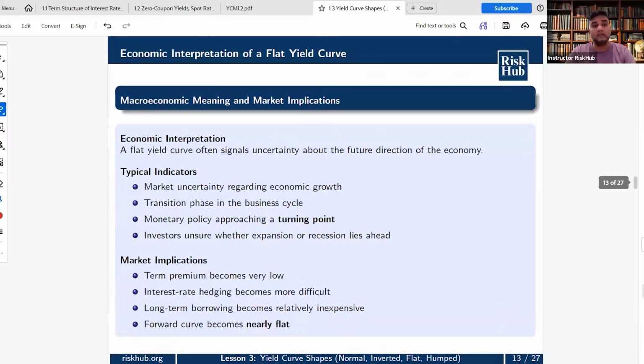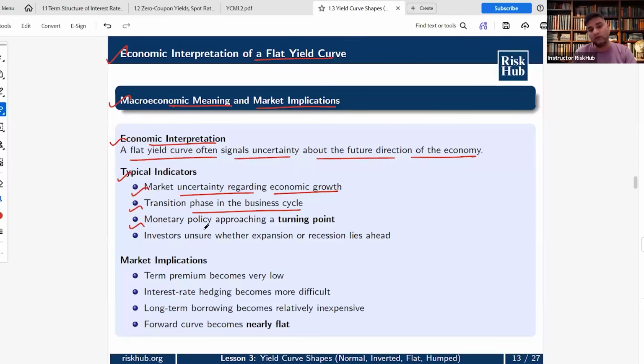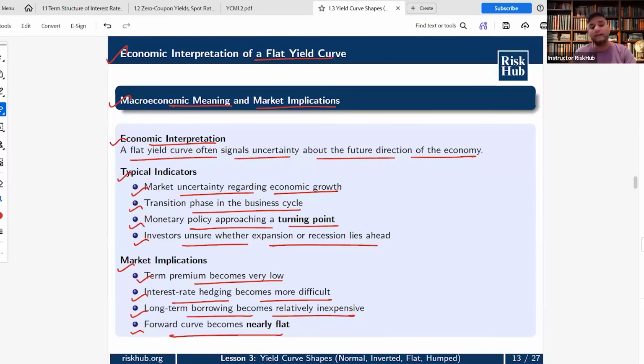Then we get into slide number 13, which is economic interpretation of a flat yield curve, macroeconomic meaning, and the market implication. Economic interpretation of a flat yield curve often signals uncertainty about the future direction of the economy. Typical indicators: market uncertainty regarding economic growth, transition phase in business cycle, monetary policy approaching a turning point. Investors unsure whether expansion or recession lies ahead. Market implication: term premium becomes very low. Interest rate hedging becomes very difficult. Long-term borrowing becomes relatively inexpensive. Forward curves become nearly flat.